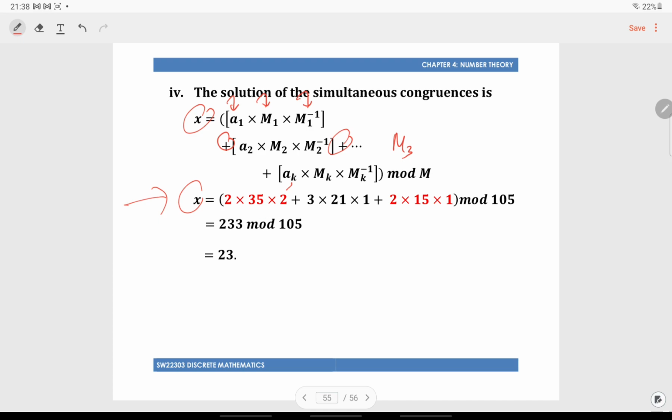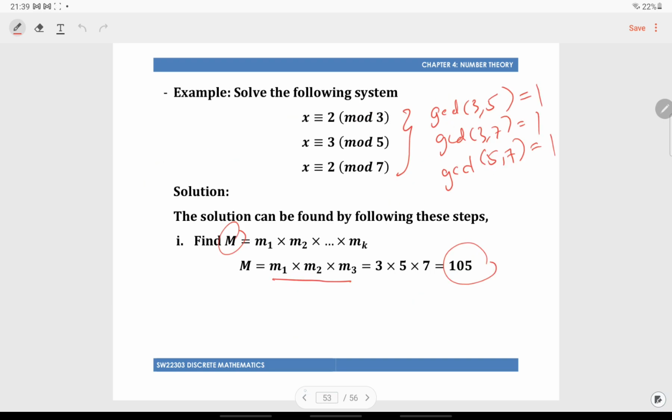After we compute all these values, we obtain the value equal to 233. Because 233 is larger than 105, which is the capital M, we need to reduce it modulo 105, modulo M. So the value is 23. So 23 is the solution for the given system. 23 can solve all these three congruences simultaneously. 23 can make all these three congruences true.